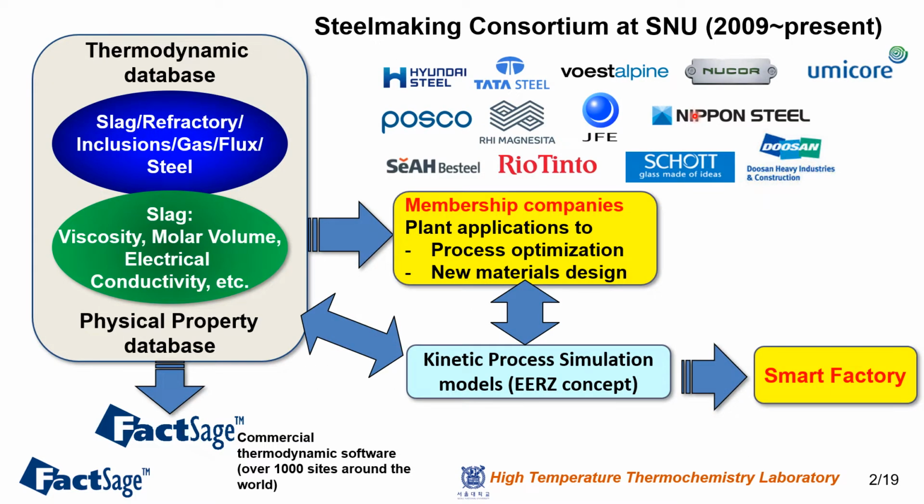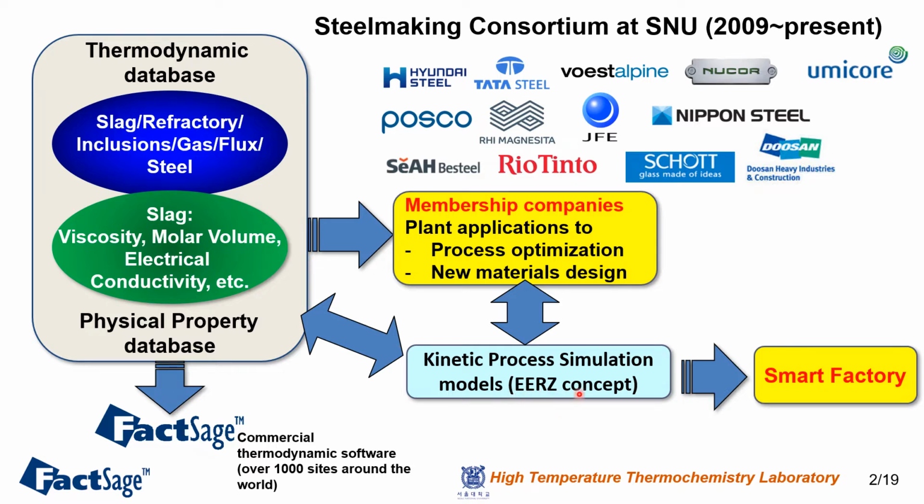This is the overview of our consortium project started in 2009. In our consortium project supported by the 13 international companies, mostly in the steel industry, we have developed both thermodynamic database and the physical property database for our members. In addition, we started to develop the process simulation model using the so-called effective equilibrium reaction zone concept from 2012. In this simulation model, we can predict the changes in the chemistry and the temperature of the steel and the slag during the plant operation.